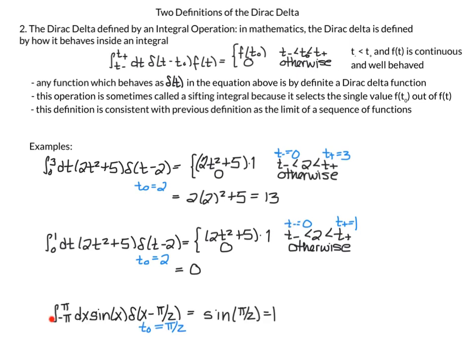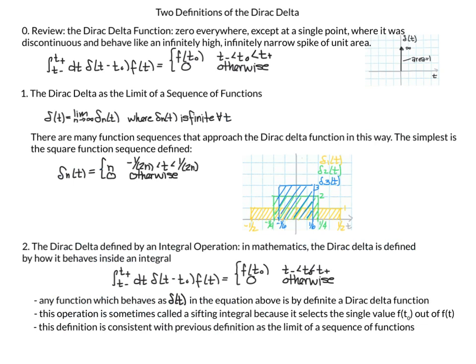The last example is the integral from negative pi to pi dx of sine of x times our Dirac delta of x minus pi over 2. So our Dirac delta is centered at pi over 2. It is in the interval, so therefore this integral becomes sine of pi over 2, which is equal to 1.